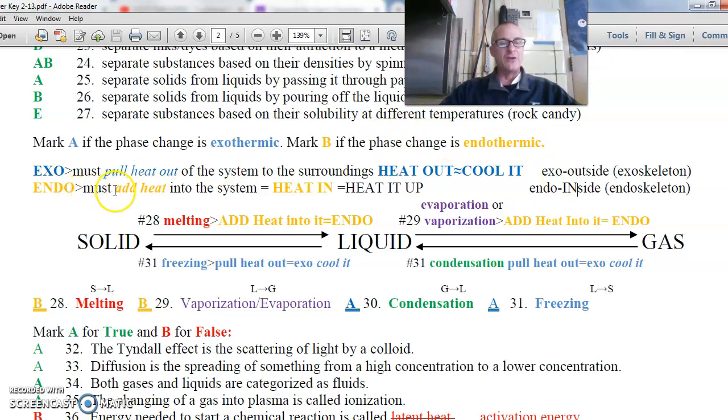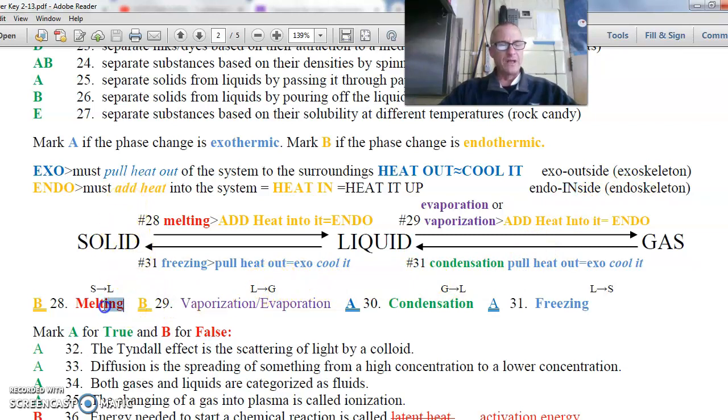Endothermic means that you have to add heat into it. So the heat's going to move from the surroundings into the system. So in order to get the phase change to occur, you have to heat it up. Heat needs to go on to the inside. Endo sounds a lot like indo or inside. Where is an endoskeleton? It is on the inside.